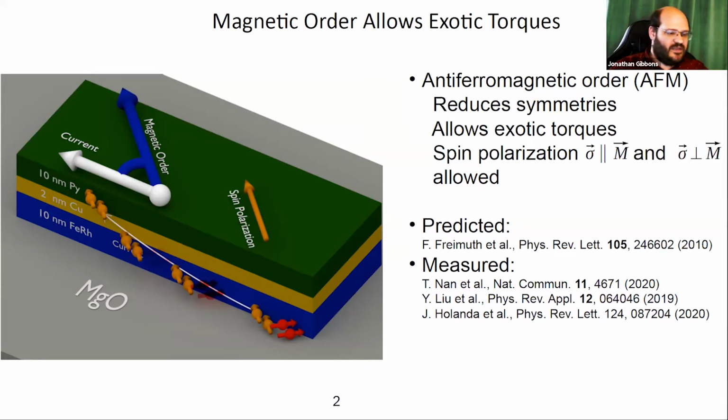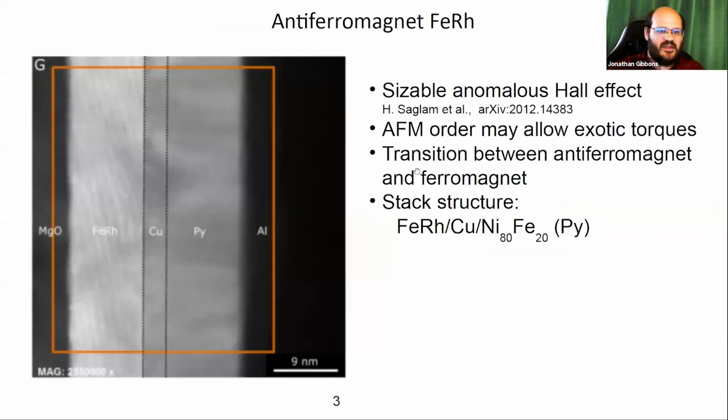And various things can break this symmetry, reduce the symmetry of the material. For instance, crystal asymmetries can do that, but relevant to this talk, magnetic ordering can also do that. That's been predicted and observed for ferromagnets, and also predicted and observed for antiferromagnetic materials. Potentially this allows us to get spin polarizations that are ordinarily disallowed and novel geometries of torques. In particular, spin polarizations that are parallel or perpendicular to the magnetic ordering are the most commonly allowed spin torques in these systems.